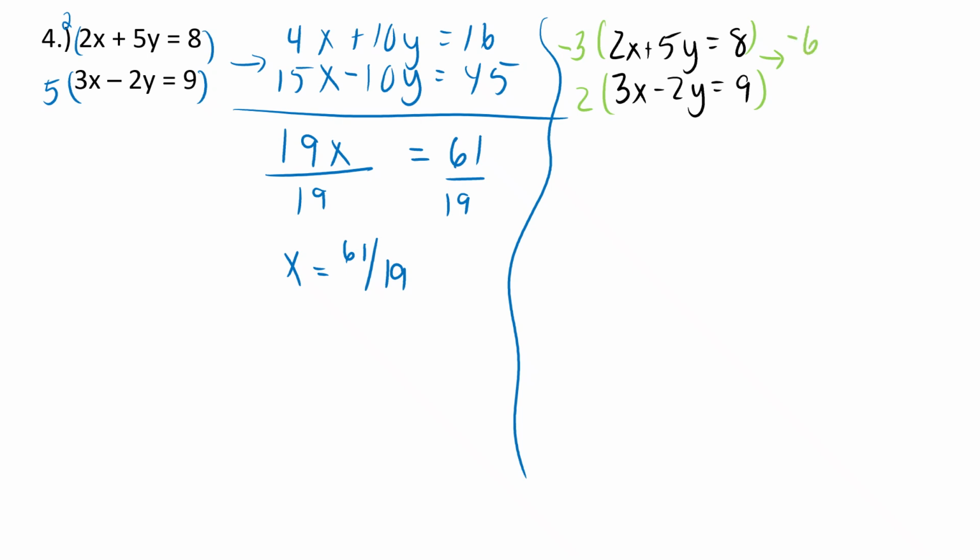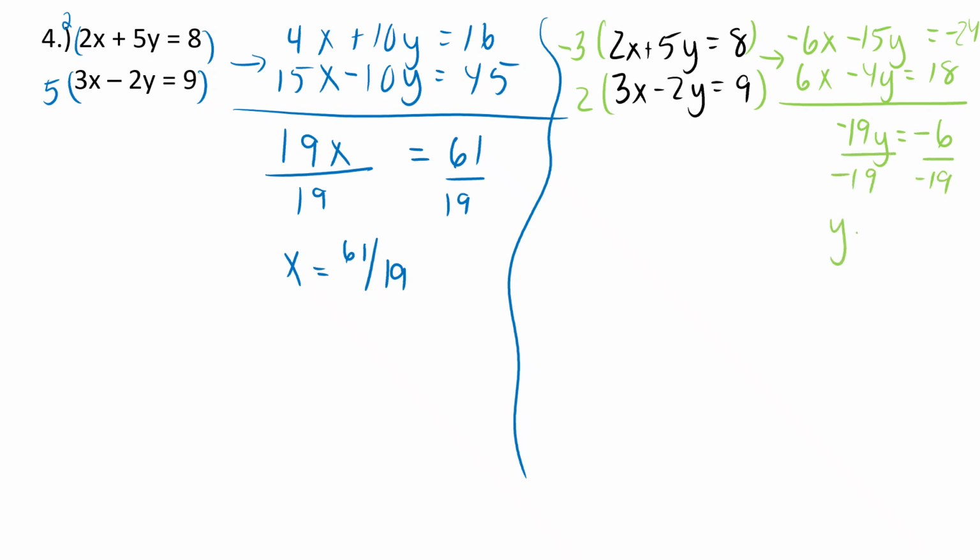So we now have negative 6x minus 15y equals negative 24, and positive 6x minus 4y equals 18. Negative 6x plus 6x is 0. Negative 15y plus negative 4y is negative 19y. And I believe this is a negative 6. Negative 24 plus 18 is negative 6. Divide both sides by negative 19, and we get y. Now, a negative divided by a negative is a positive. So x is 61 over 19 and y is 6 over 19.